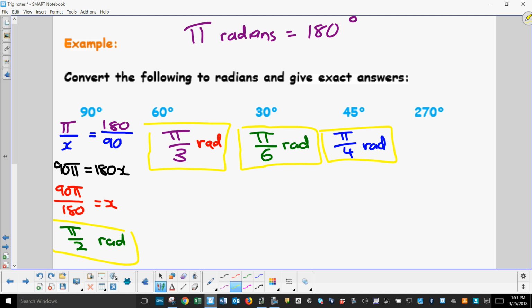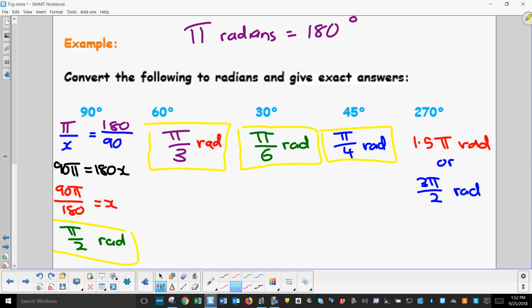270 degrees is what fraction of a whole circle? Three quarters. Yeah, so 270 degrees is 3/4 of a whole circle, isn't it? So you could say 1.5 pi radians, or 3/2 pi radians. So 1.5 pi, don't forget to write pi as well. Or you could write 3 pi over 2 rad. Just make sure you put the pi in there.